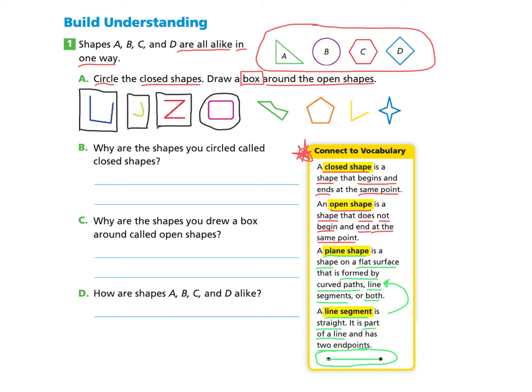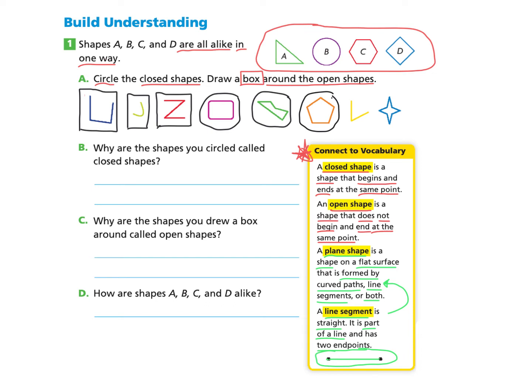Let's take a look at the next one. Now this one, if we started at one point and we went all the way around the shape, we would end at the same start point. So that means that this is a closed shape and we will circle it. The next one, we can start at one point, go all the way around the shape, and end at the same start point. So again, that means it's a closed shape.